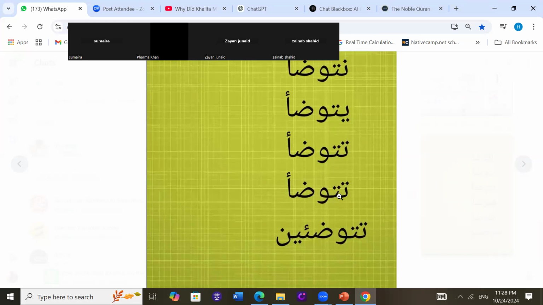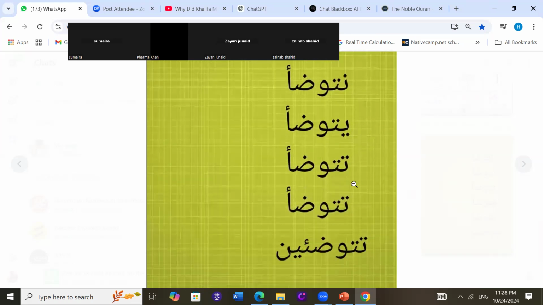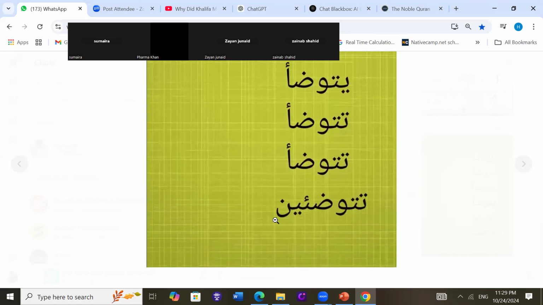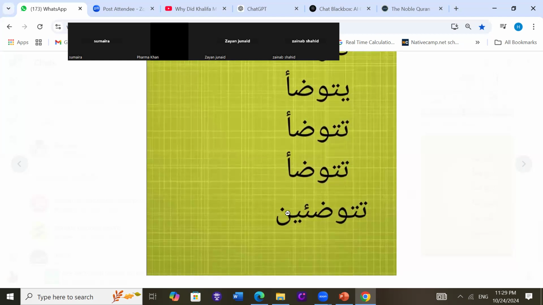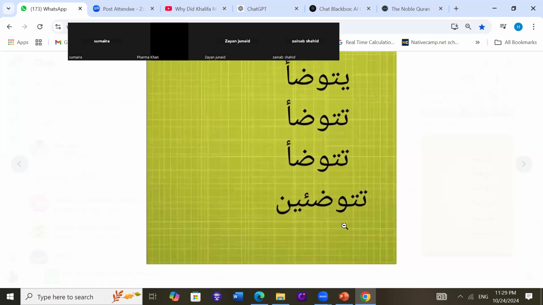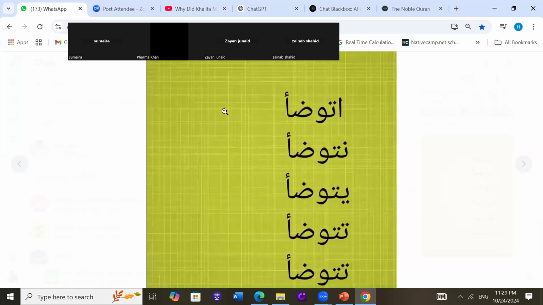If there is still confusion, kindly let me know. Yatawadda'u and tatawadda'u are used for he and she, and this tatawadda'u and tatawadda'ina are used for male and female second person. Tatawadda'u is male, you are doing ablution. Tatawadda'ina is you are doing ablution, for female. Is there any confusion?